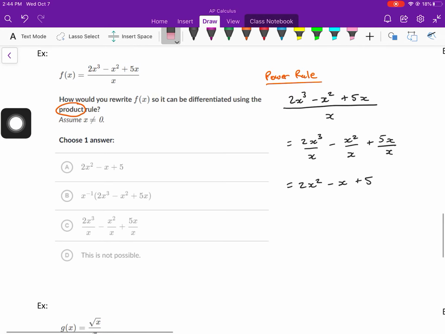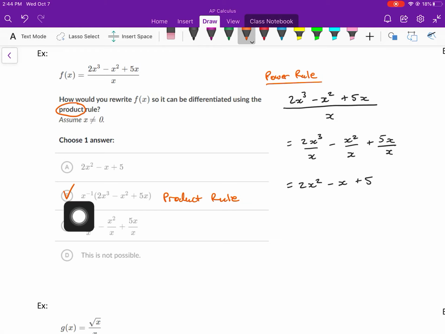But for the product rule, all we're going to do is bring that x up to the top as x to the negative 1. And now it's the product of two functions. So hey, we're going to go with B, because it's the product rule. So we can take the derivative of this using the product rule. This is f times g, so f prime times g plus f times g prime, and so on. This right here would be power rule. So once again, just pay attention to what the question is asking. Let me just put this in green just so we can distinguish the difference. Looking at that, it'll stick out a little more. So we want the product rule.